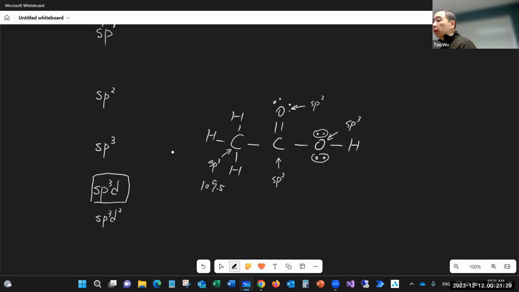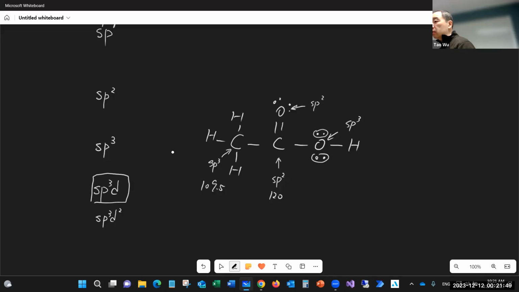So this one has 3 electron domains. What is the geometry? That's trigonal planar, so the bond angle is 120. This oxygen here has no bond angle because it only has 1 bond, so it doesn't have a bond angle.